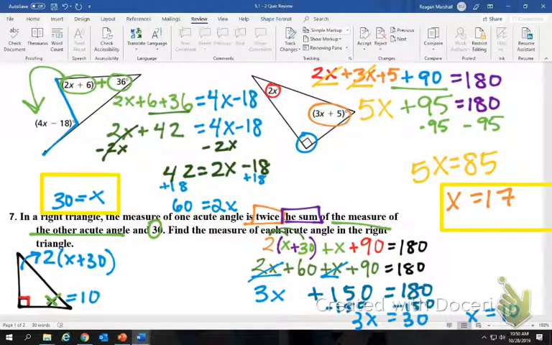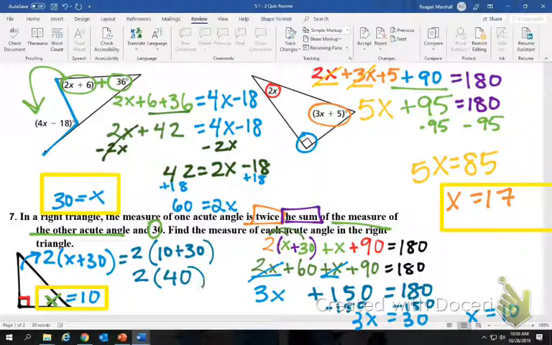So we know one of our angles is 10. How do we find the measure of the other acute angle? Plug it in. So we'll have 2 times 10 plus 30. Do I distribute or do I add first? I add. 10 plus 30 is 40. 2 times 40 is 80. So a way to check yourself is to add them all up. What's 90 plus 10? 100. And then plus 80 is 180.